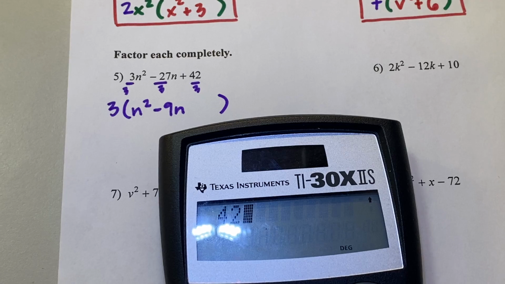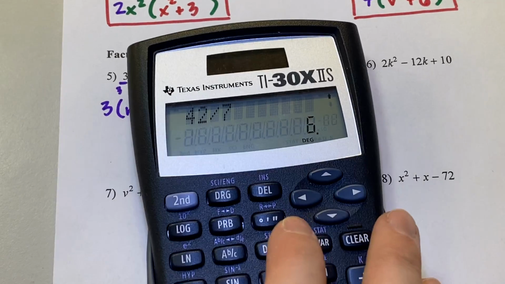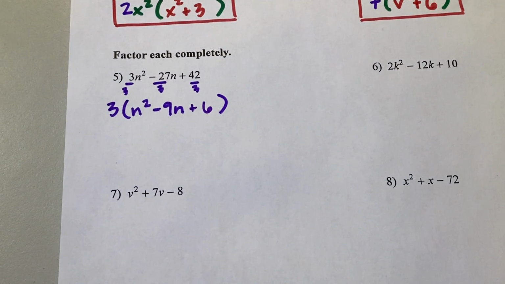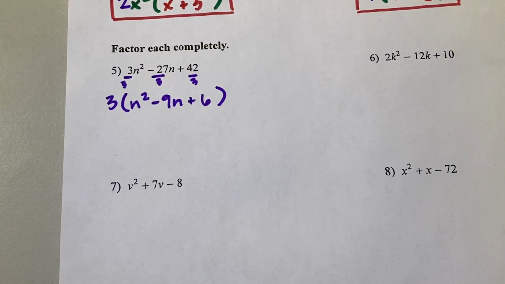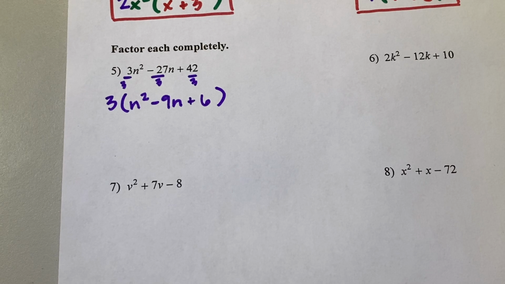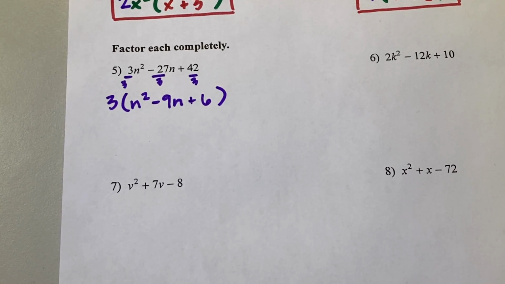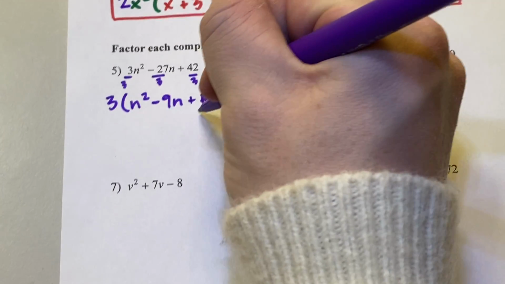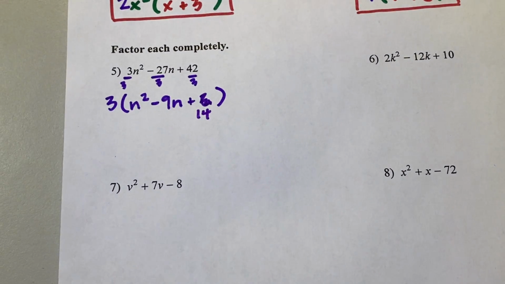Calculator. 42 divided by 7. 6. Okay, beautiful. So then positive 6. Wait, is that true? No. 42 divided by 3. Huh. That's what he... Yes, okay. I was like, where did I get that? Okay, cool. That'll work now.